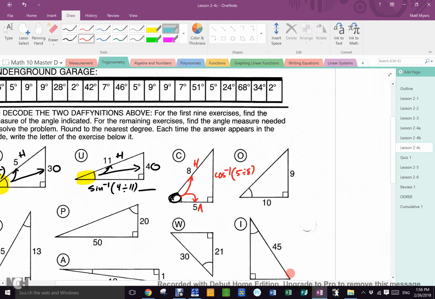And I will do the last one, then you will be on your own. There's your angle. You have O and you have A, which is tan. Shift tan, 9 divided by 10. Okay?